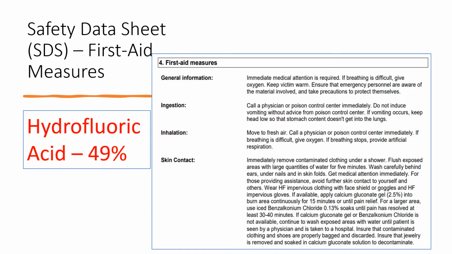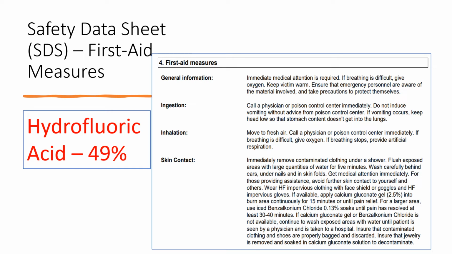And I know it's a little bit small here, but what we're going to do is look at the bottom, where it talks about using iced benzalkonium chloride at 0.13%. I know that a lot of places are going to use calcium gluconate, which is pretty much the same thing, and it has a lot of calcium in there. Because HF is trying to bind with that calcium, it does a great job of binding with that gluconate, and so it does a really good job of taking care of the issue.